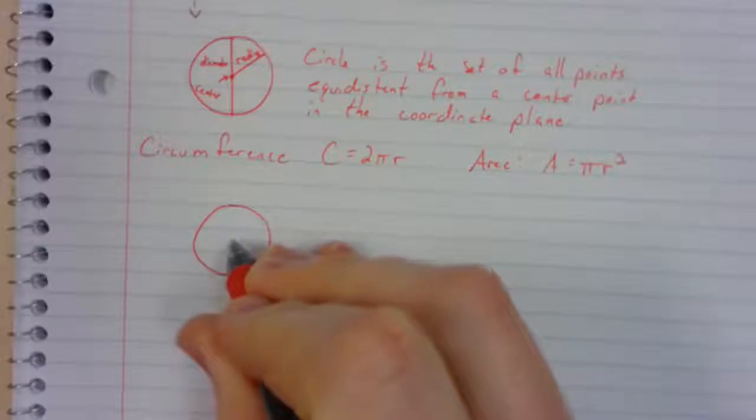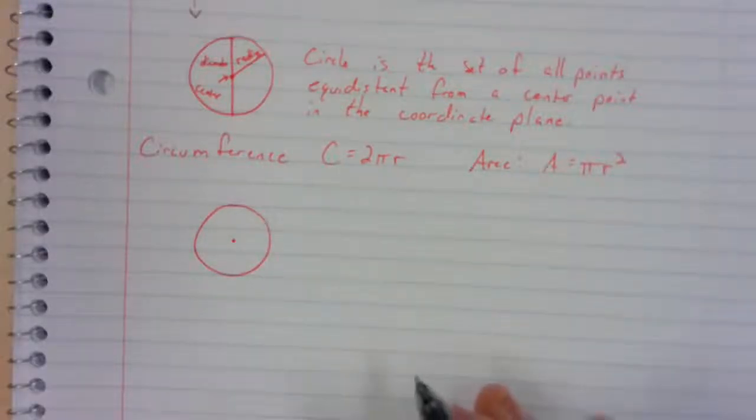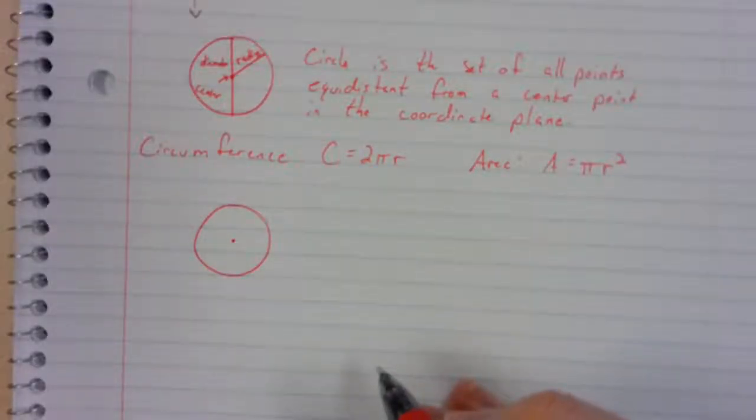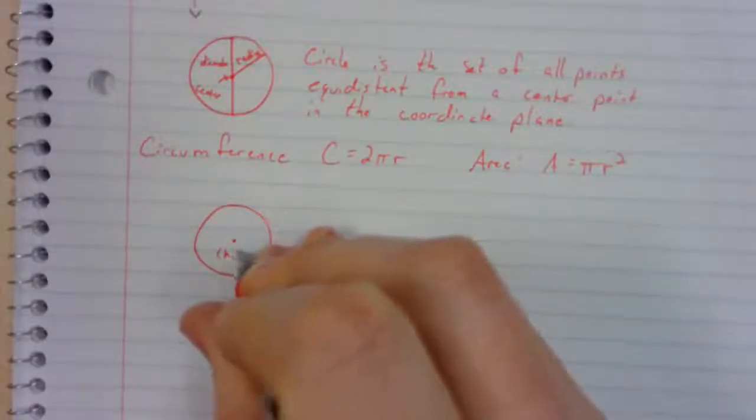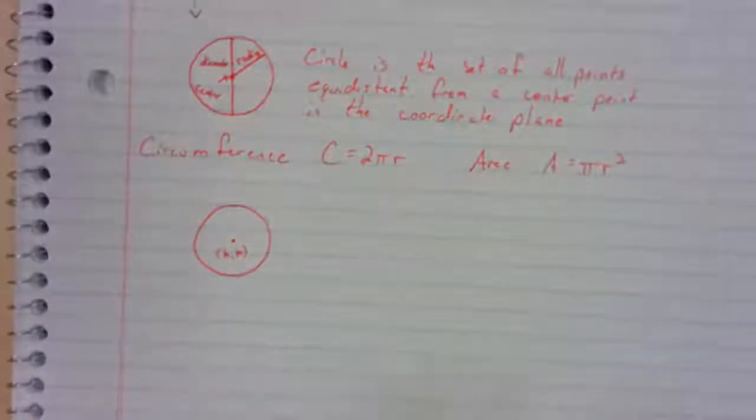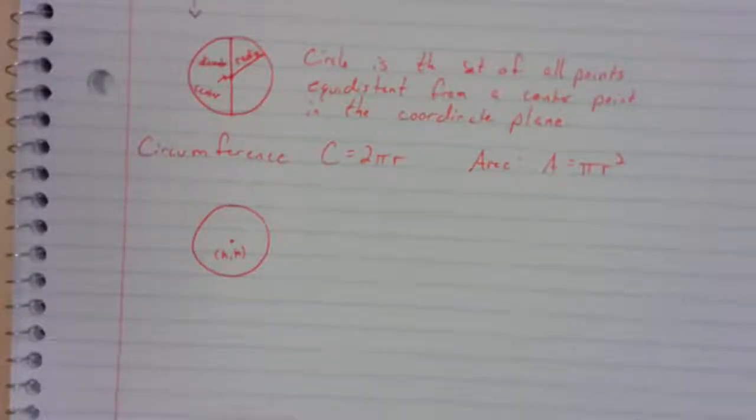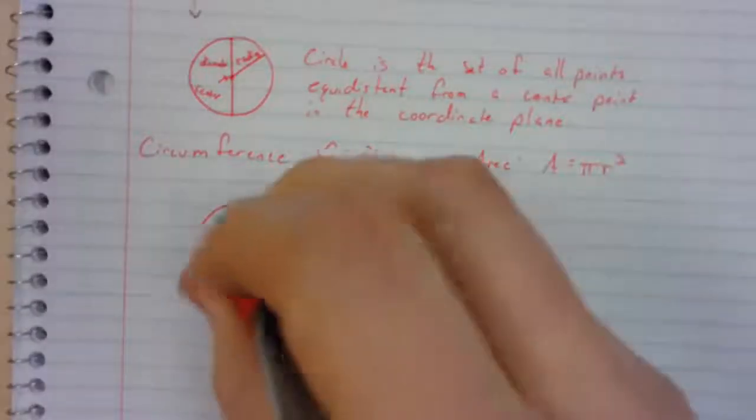So here, we're going to go ahead. We're going to call this center point, we're going to label it (h, k). This is a convention we like to use in math, where we use the center as being (h, k). Now we know the circle itself is all the points on the outside.